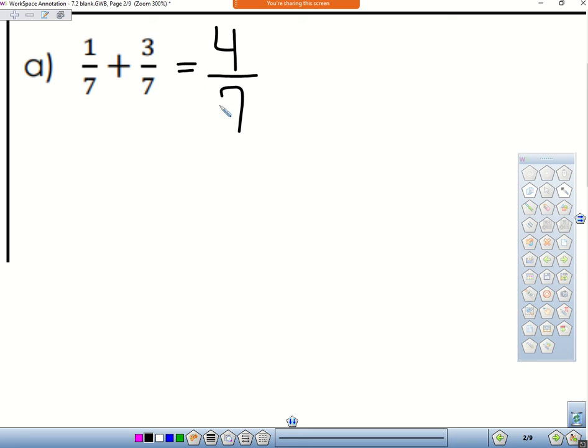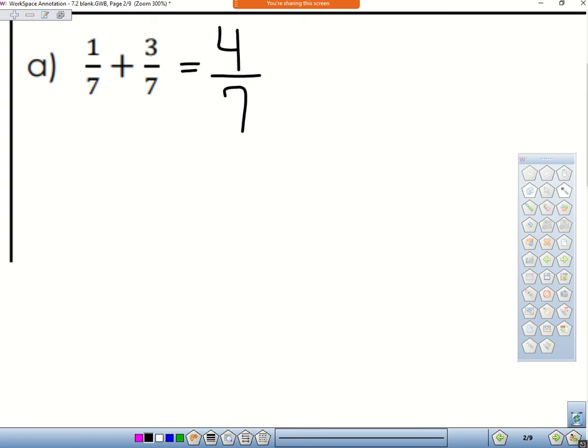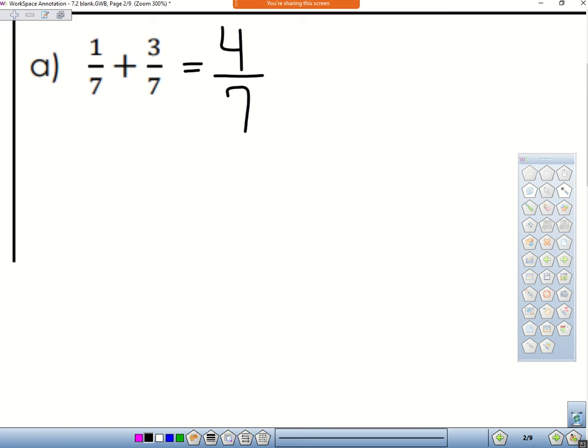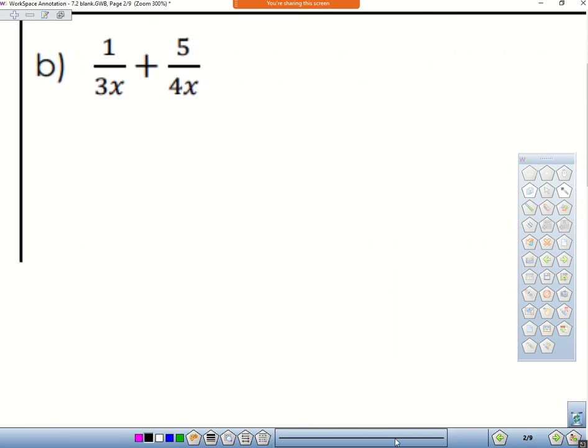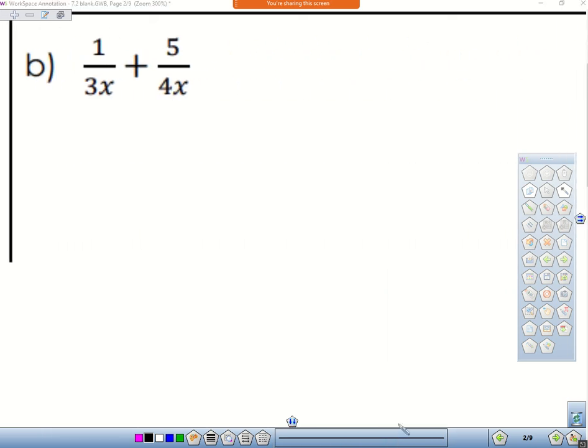So does everyone remember that concept? Okay. So we can add the numerators, keep the denominator. And that's because we have a common denominator. If we don't have a common denominator, we better find one, right? We have to find a common denominator. So, what about these 2? Do they have a common denominator?